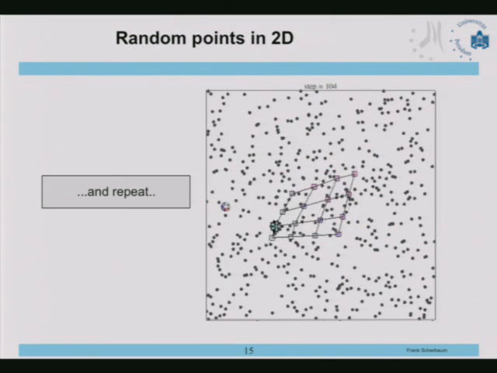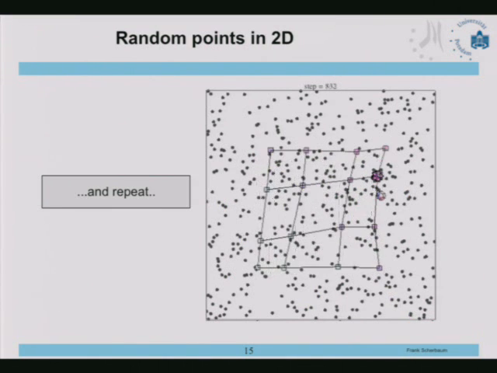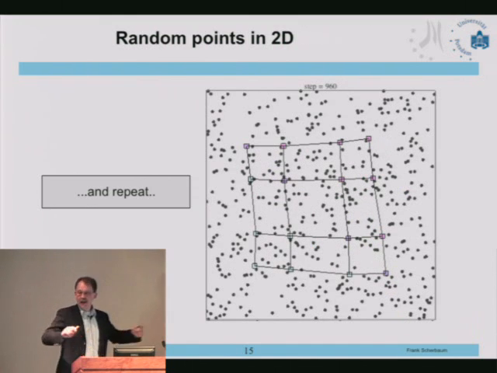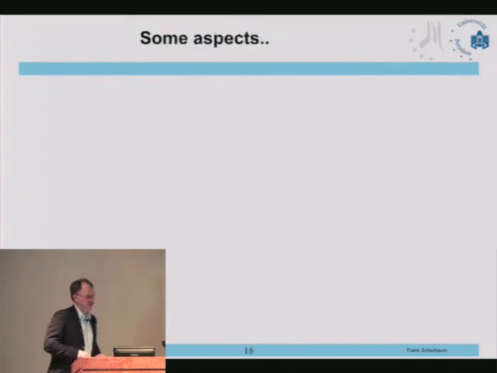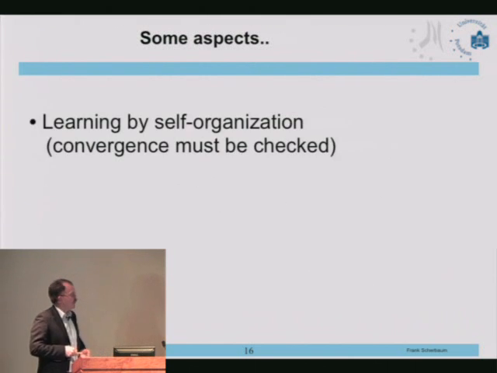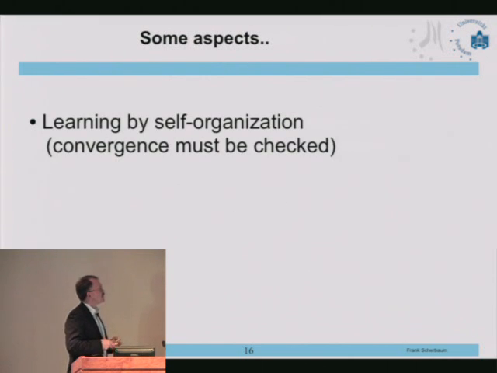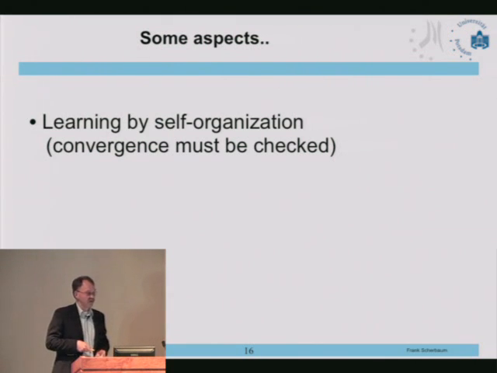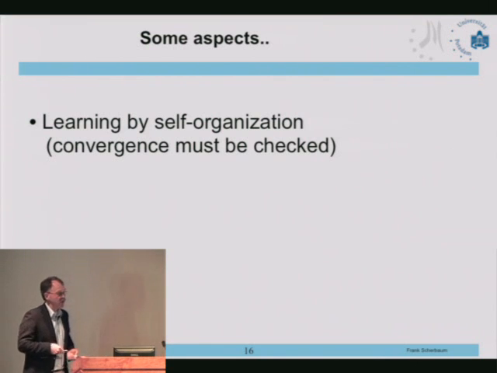You see now it's reorganizing itself without any interaction, and it's now at the end of the learning process. And here you see how many steps it takes, so it's not showing every step, to come to this conclusion that the data are uniformly distributed. So some important aspects here: the learning is by self-organization. So we have to check if it was successful, so we have to check the convergence. This is one aspect which we have to keep in mind.